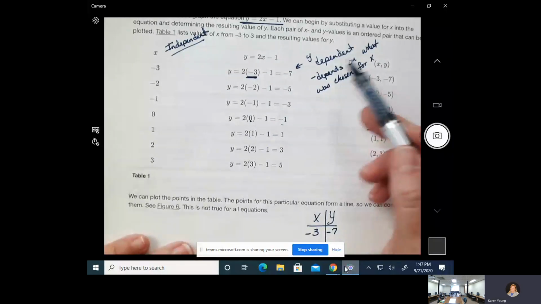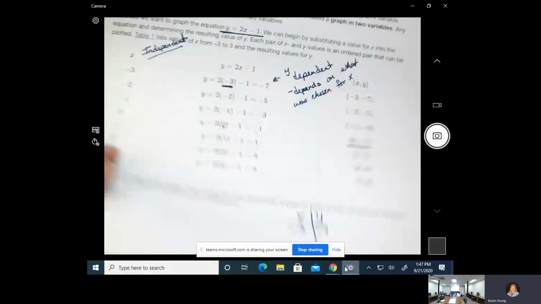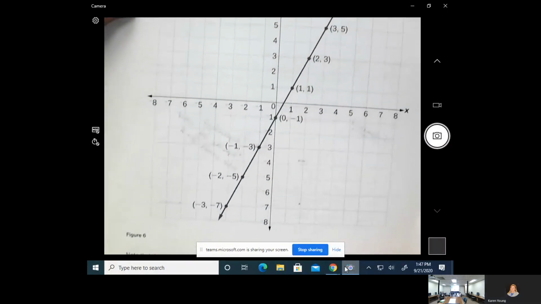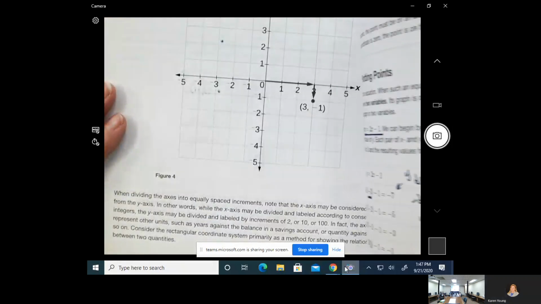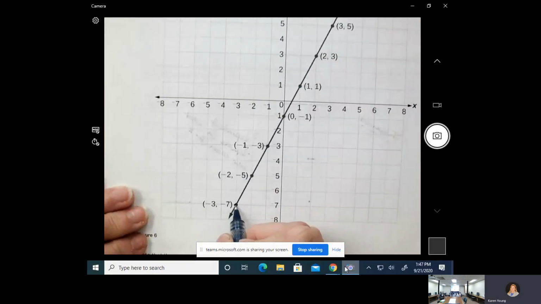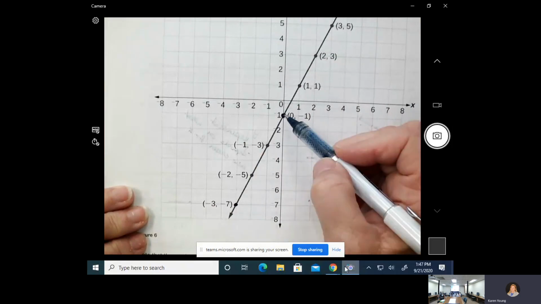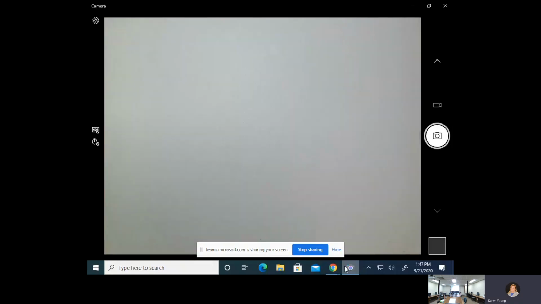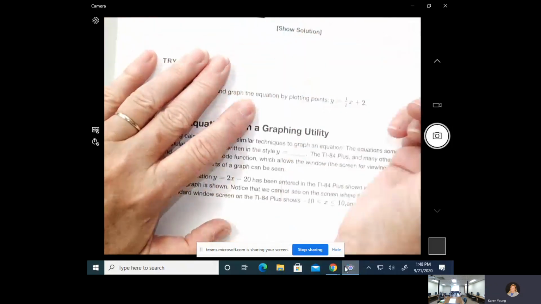Then in order to graph the line that goes with this equation, we're going to plot all these points, and that's what they did over here. They plotted all these points on the number line. That was the first one we had. They started with -3, -7, and then the other one was 0 and -1. It only takes 2 points. They've graphed 6 or 7 here, but it only takes 2 points to graph a line. Okay, so we're going to look at this equation here, y equals -x plus 2.